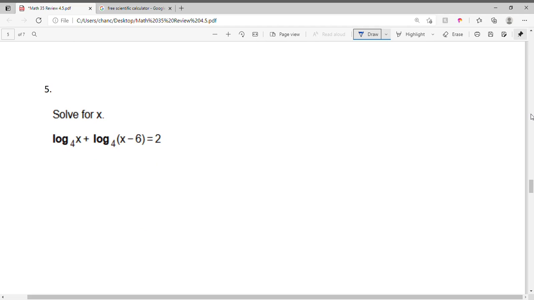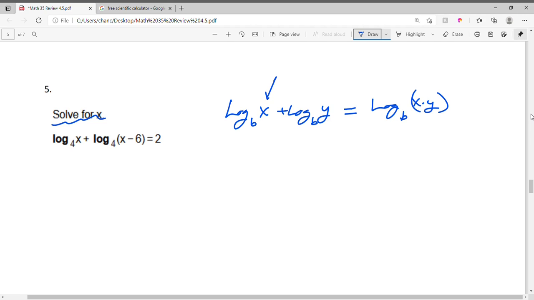Question 5, solve for x again. We have log base 4 of x plus log base 4 of x minus 6 equals 2. This problem requires the product rule. Recall, log base b of x plus log base b of y equals log base b of x times y. We can multiply the arguments together. This means I can replace the left side with log base 4 of x times x minus 6, and that's equal to 2.